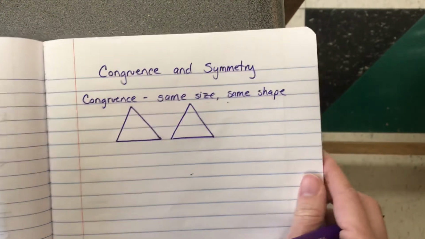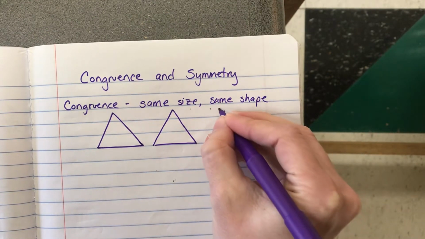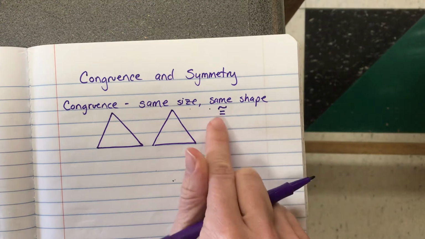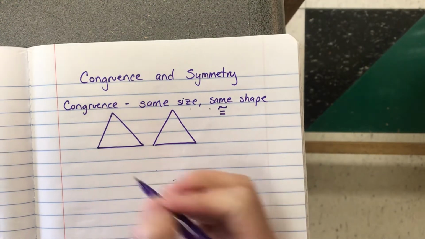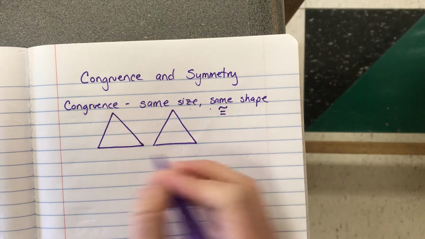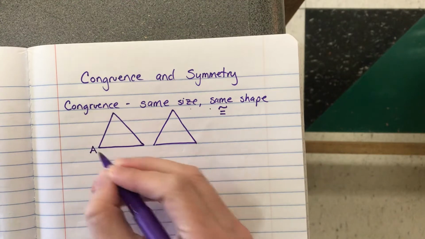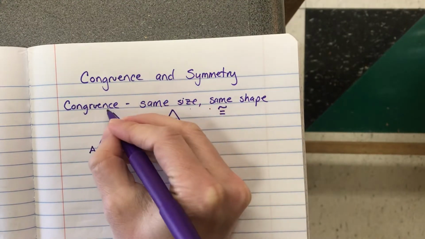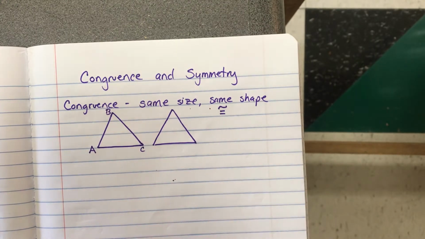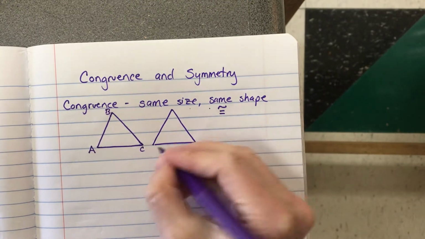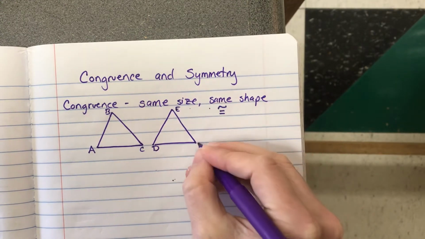And there's a symbol that we use for congruence, and it looks like this. It's an equal sign with a squiggle on top of it. That's the symbol for congruence. And so when we're talking about triangles, we can name these triangles. We can give them names by labeling their corners or vertices. So we're going to call this corner A. We'll call this top corner B, and we'll call this corner C. And then we can also give this triangle a name. We're going to call him D, and then E, and then F.